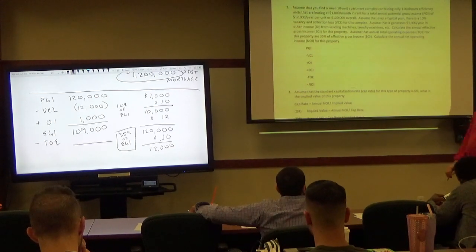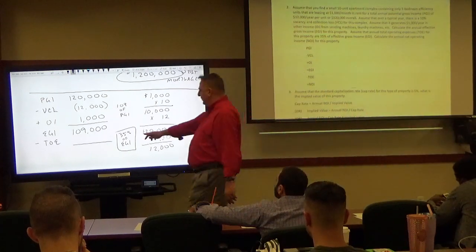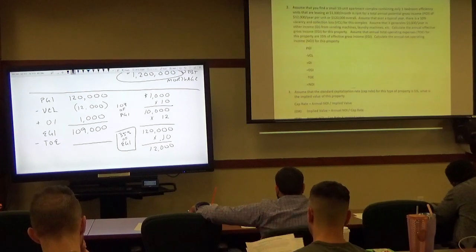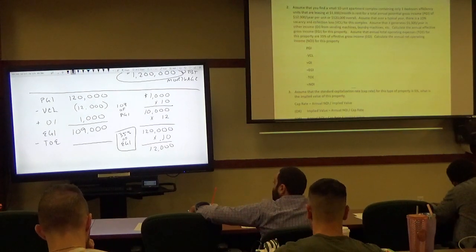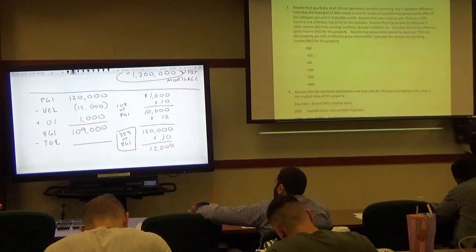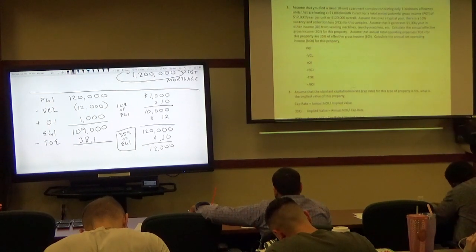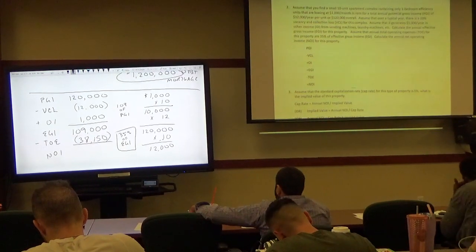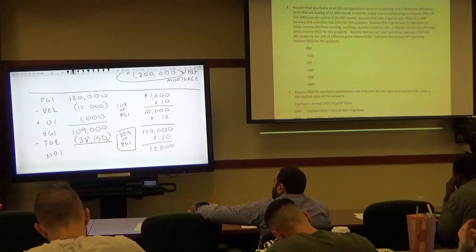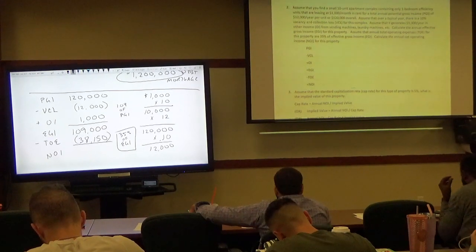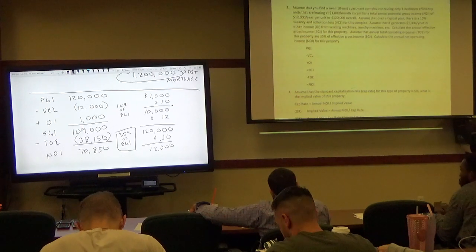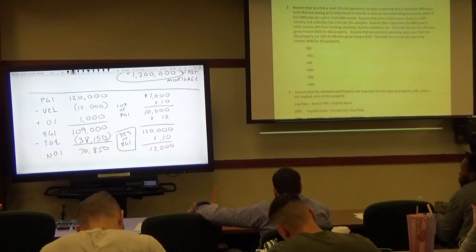Okay, does that make sense? Mm-hmm. All right, so in this case, we're saying 35% of the effective gross income. So here, 109,000 times 0.35, so 38,150. And that gives us the number that we're searching for here, which is our net operating income of $70,850. Okay, everybody good with that?